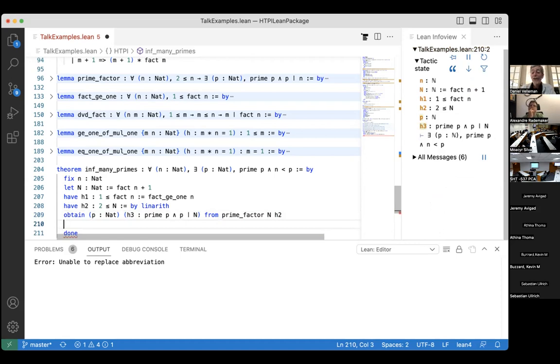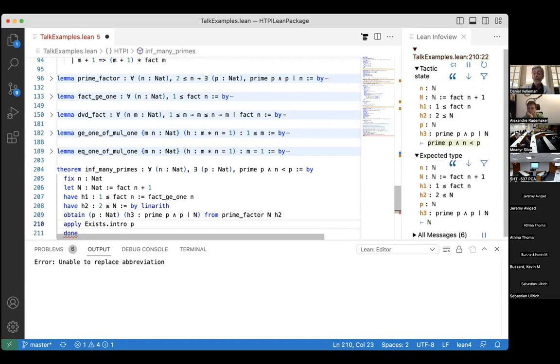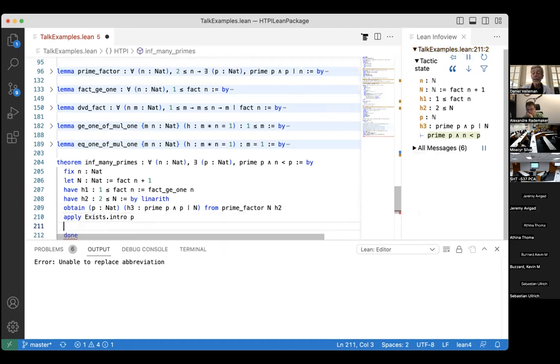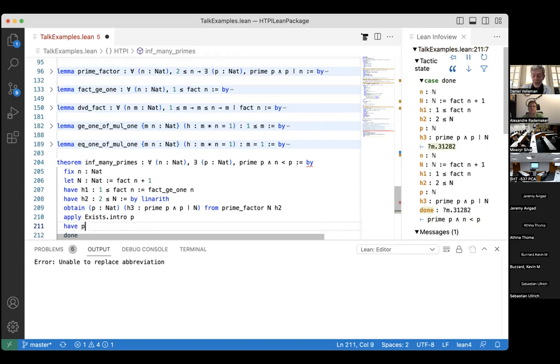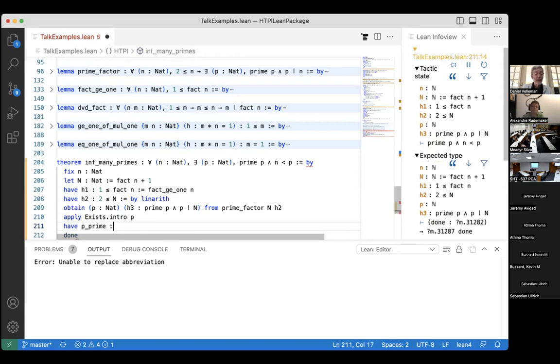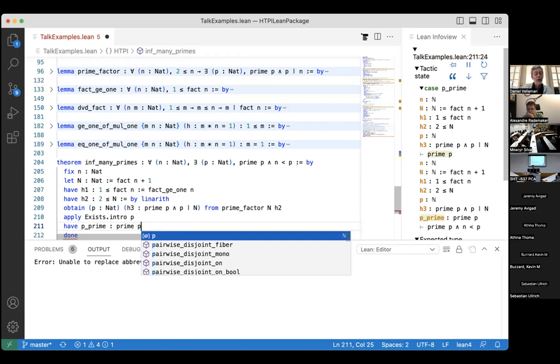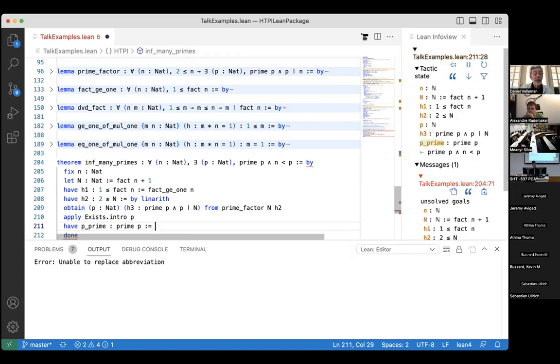Okay, well, that P is going to be the P I need to prove my conclusion. So we've seen this before. To prove an existential statement, I can say I'm going to prove it by introducing the existential quantifier with P as what's called the witness. Well, I've already got P is prime. Actually, I think I'm going to pull that out as a separate statement. I've been giving rather unimaginative names to my hypotheses, but maybe this time I'll actually give it a meaningful name. So I'll call it P prime. And it's just the left half of H3.